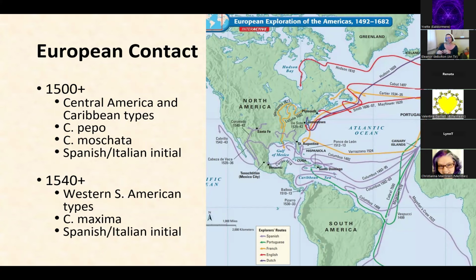And then finally, the Maxima, once there was an explorer that made it through to the western side of South America, then that would be brought over. So that's why you can think about a staggered timeline on when the pumpkins were introduced into Europe. Also, the Moschatas really like warm, hot growing conditions, so they were probably more focused on Spain and Italy. And that's why in Europe, and in Germany, they were mostly seeing the pie pumpkin or the Peepo.